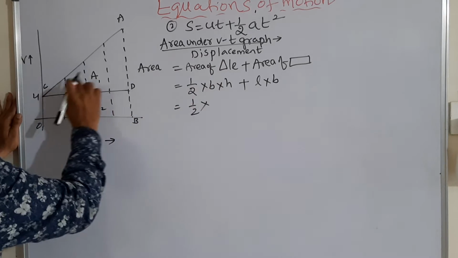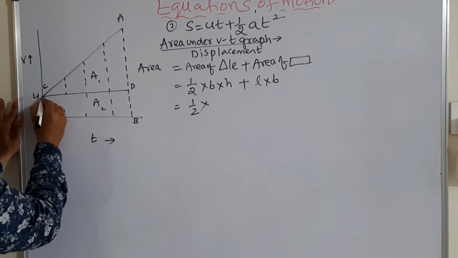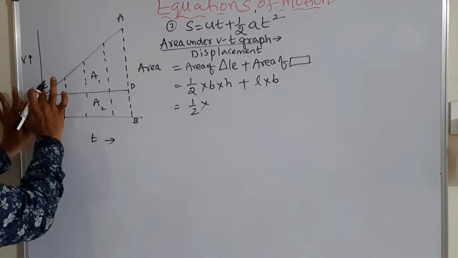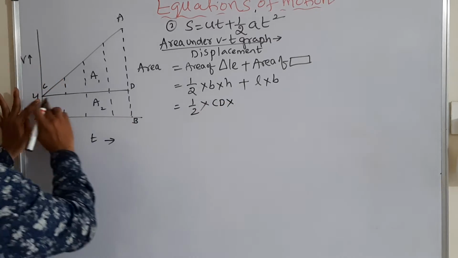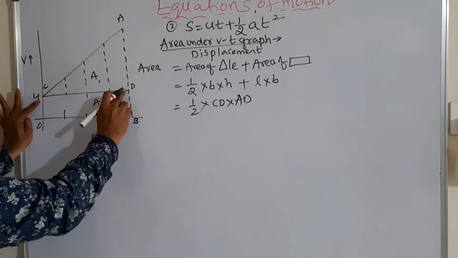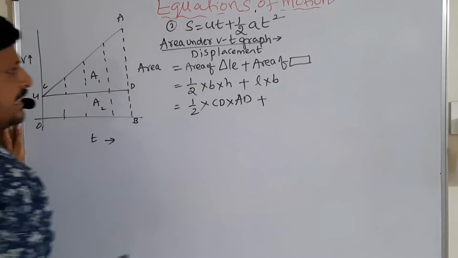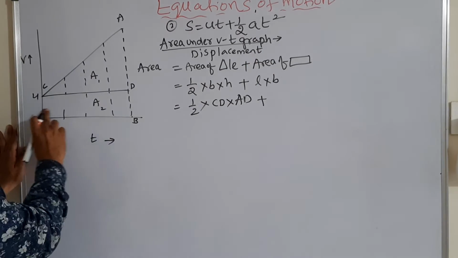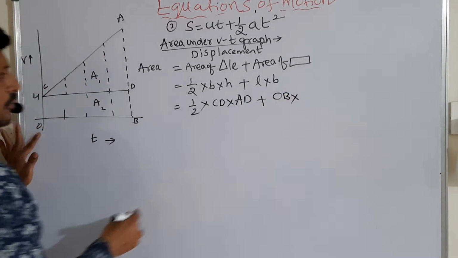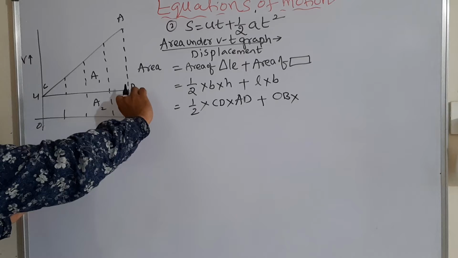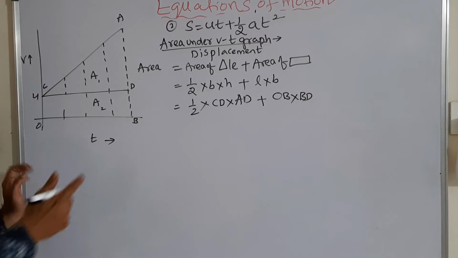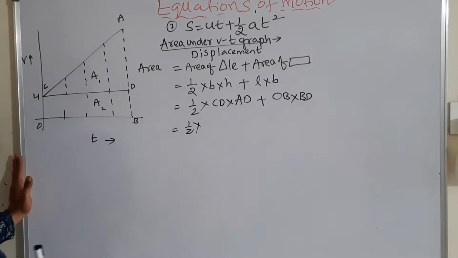In the triangle, what is the base? This is the base. What is this side? CD. This side is CD, the base. Height is AD. So base is CD, height is AD, plus length into breadth in the rectangle. In this rectangle, the length is this much, so this is OB, into this, which is BD. So this is equal to half CD.